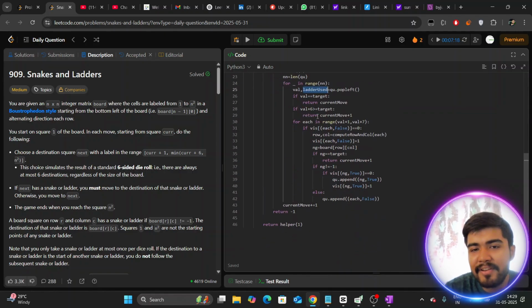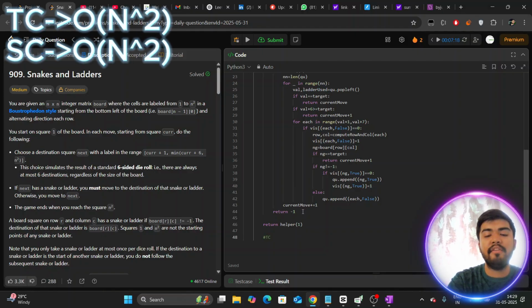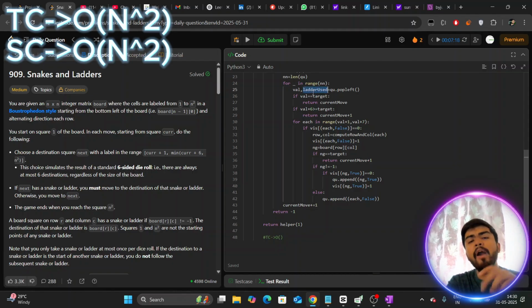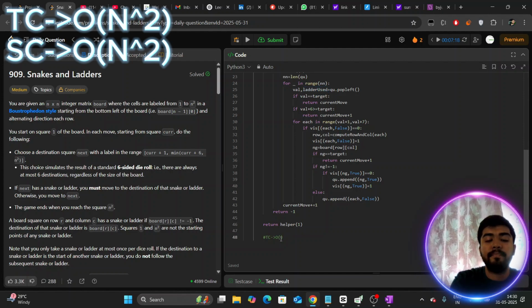Yes, so that's it guys for this particular problem. Now let me quickly discuss the time complexity. I think you should be aware of this. On time complexity, how many times are we going to visit every node? It is twice, right? Either with the variable ladder used as true, or with the variable ladder used as false. So it is a factor of 2, and we have n squared cells. So it is big O of 2n squared, right?